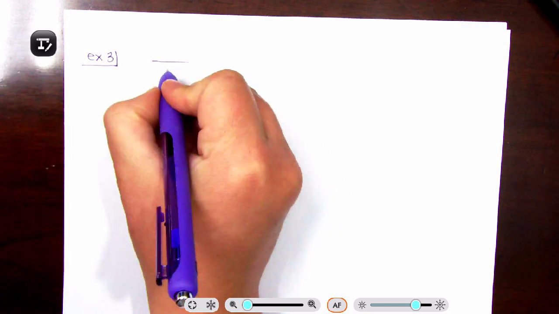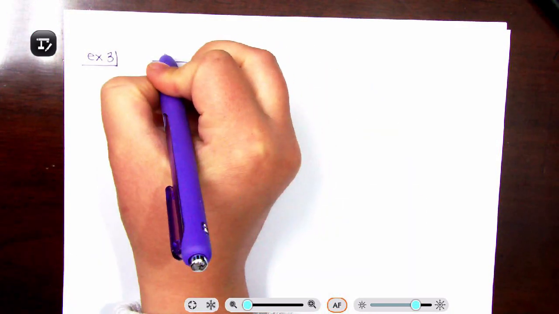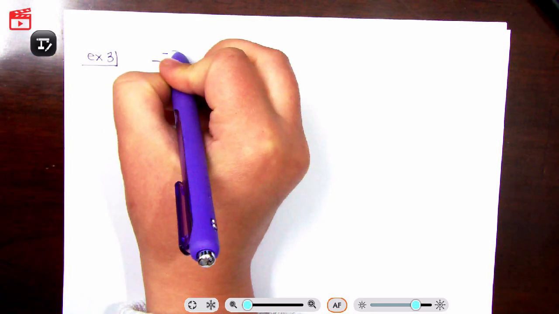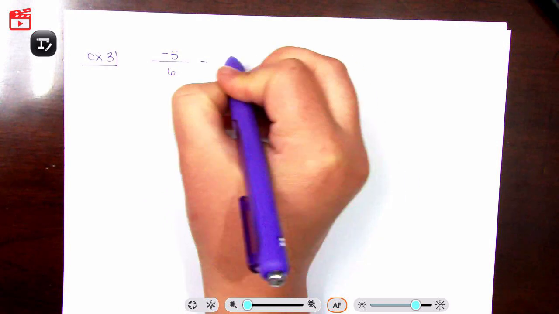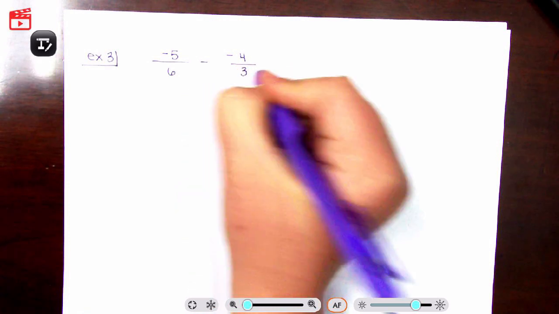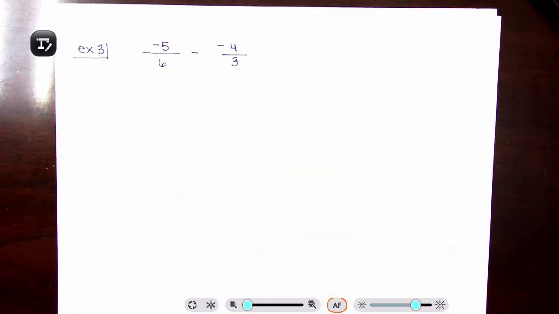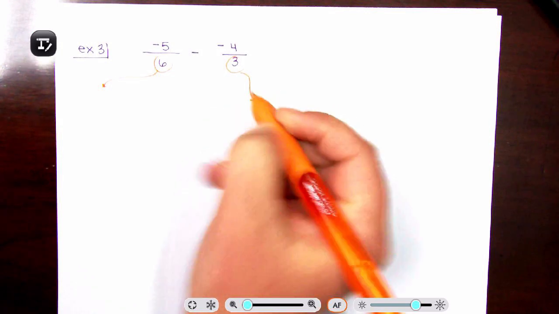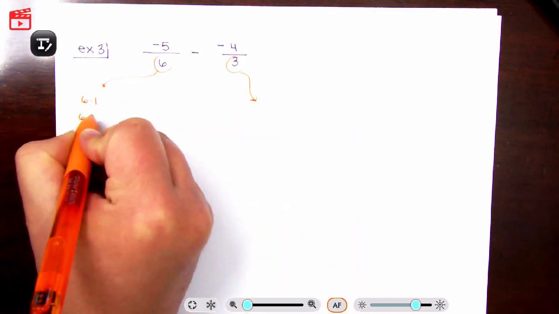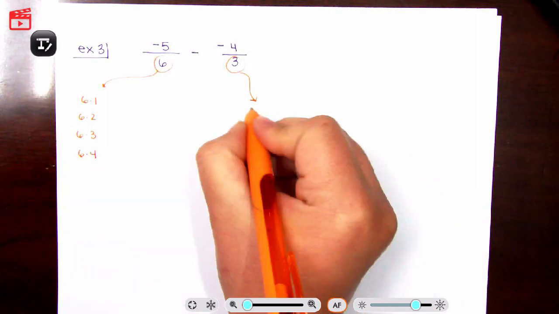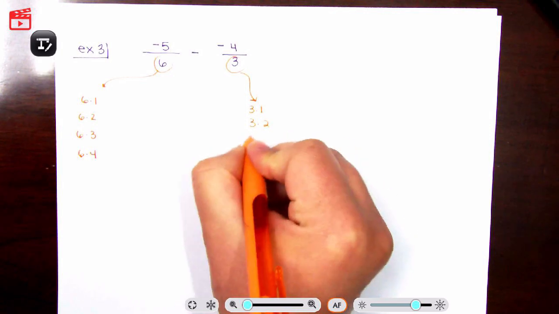something like 6 on the bottom. Let's do something like a -5. I'm going to subtract a negative 4 thirds. So we have a lot of negatives here, but that's okay. Step number 1 is you're going to take your denominator and you're going to list out the multiples. So 6 times 1, 6 times 2, 6 times 3, 6 times 4, however many you need. 3 times 1, 3 times 2, 3 times 3.